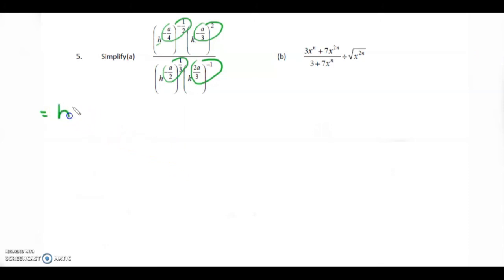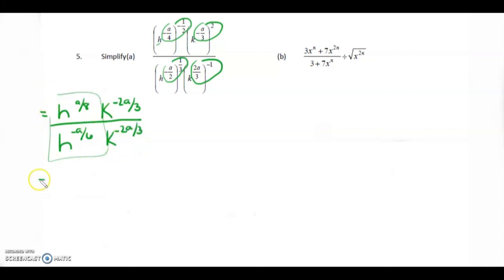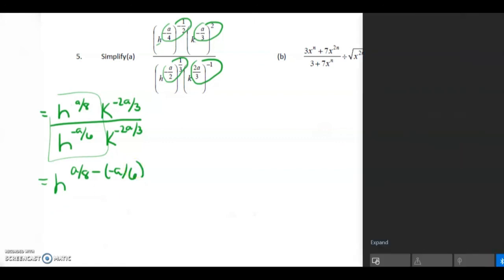So we get h to the a over 8. And then we get k to the -2a over 3 over h to the -a over 6, and then k to the -2a over 3. Okay, so let's just go ahead and divide them. So we're going to get a over 8 minus -a over 6. Okay, so in other words, I'm going to go in my calculator and do 1 over 8 plus 1 over 6, I get 7 over 24.